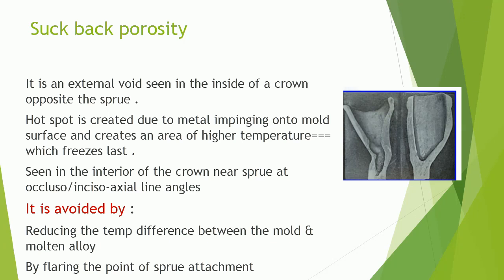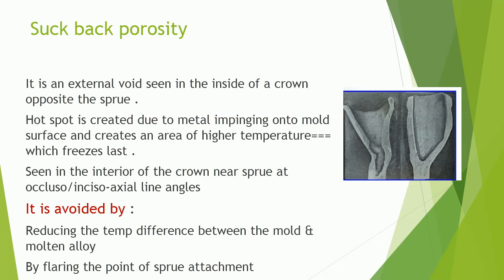This type of porosity is known as suckback porosity, and if you can see from the picture, it is visible as an external void inside the crown opposite the sprue. This is due to the creation of a hotspot due to the metal impinging onto the mold surface, which creates an area of high temperature. Now this area freezes or solidifies at the end, and that is why this kind of porosity is created. It is seen in the interior of the crown near the sprue at the occluso or the inciso-axial line angle.